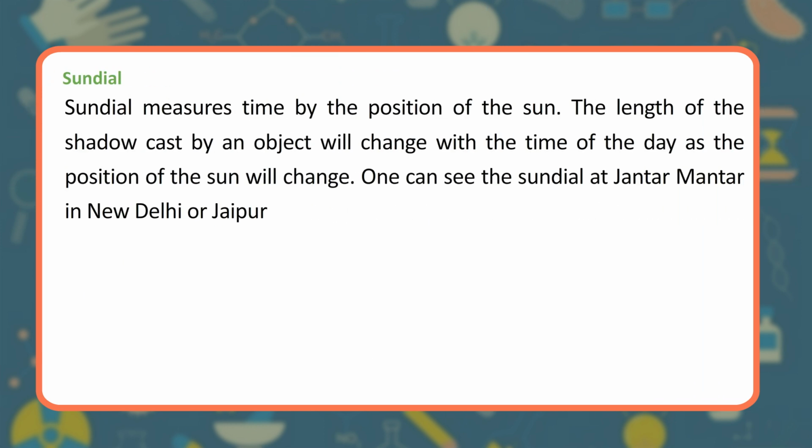Sundial. Sundial measures time by the position of the sun. The length of the shadow cast by an object will change with the time of the day as the position of the sun will change. One can see the sundial at Jantar Mantar in New Delhi or Jaipur.